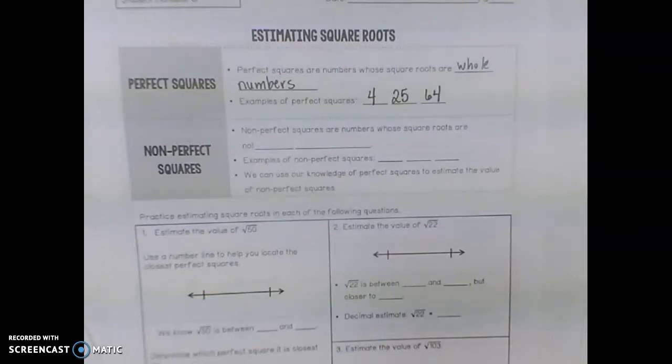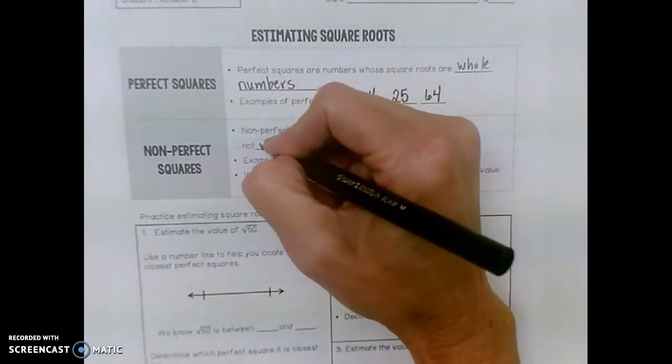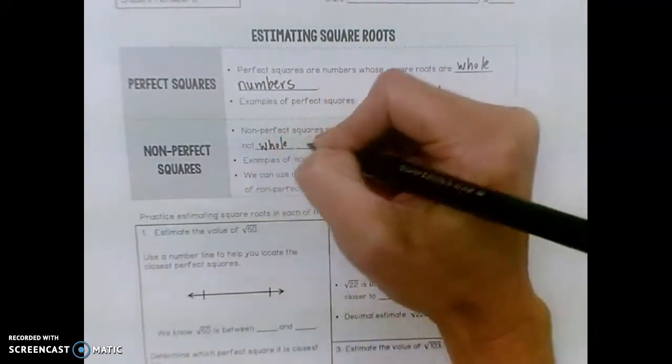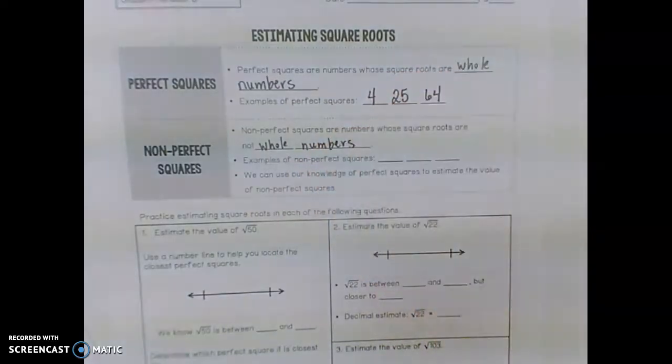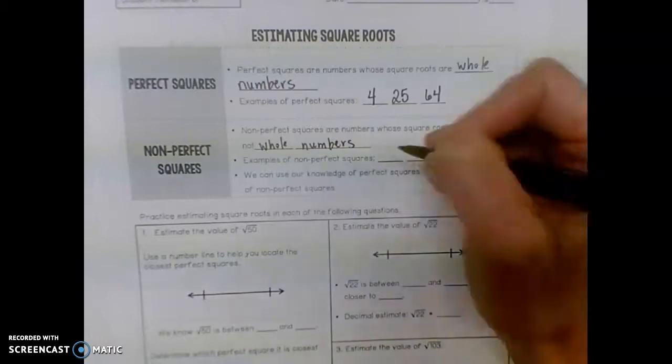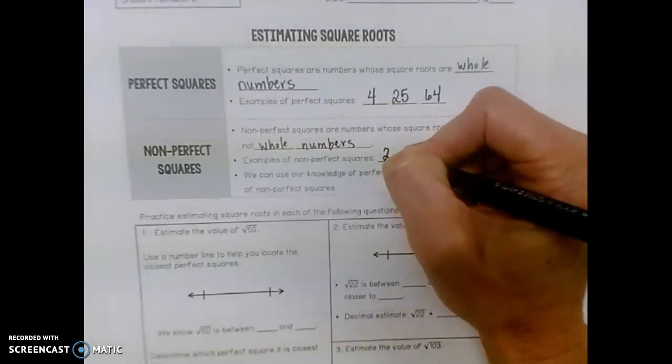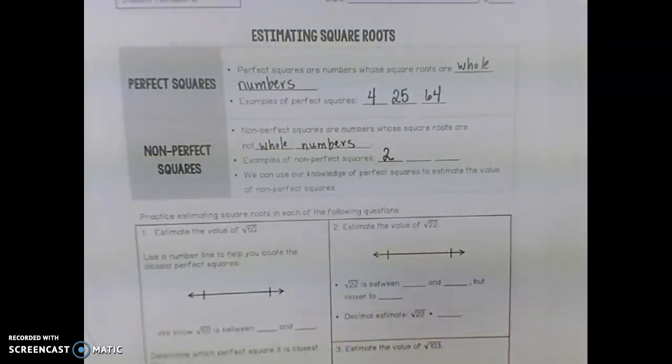Non-perfect squares are numbers whose square roots are not whole numbers. Examples of non-perfect squares would be 2. You cannot multiply the same whole number by itself to get 2. The closest would be 1 by 2.